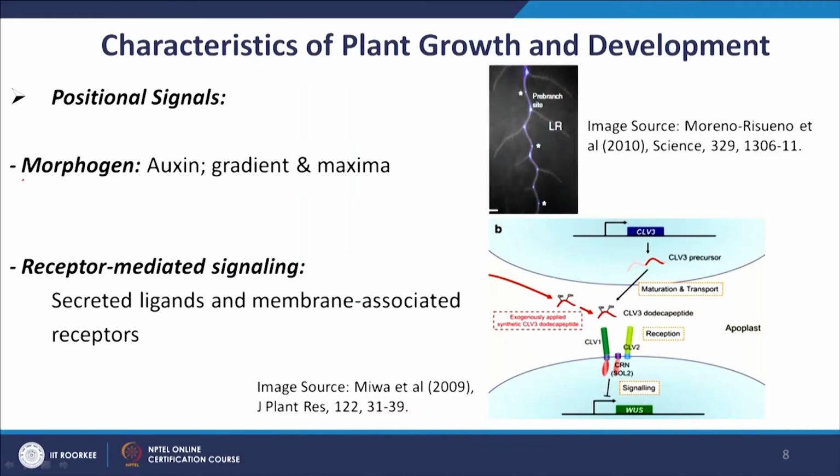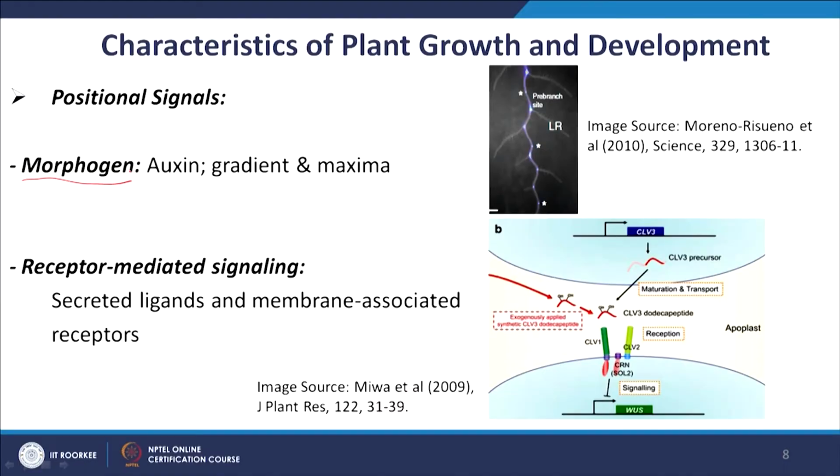If position is very important in the case of plant growth and development, what are these positional signals? How does a particular cell realize, or how does a particular cell acquire, a particular identity? How does it get the information from the neighboring cells? There are certain mechanisms which have been identified. The first mechanism is morphogen.